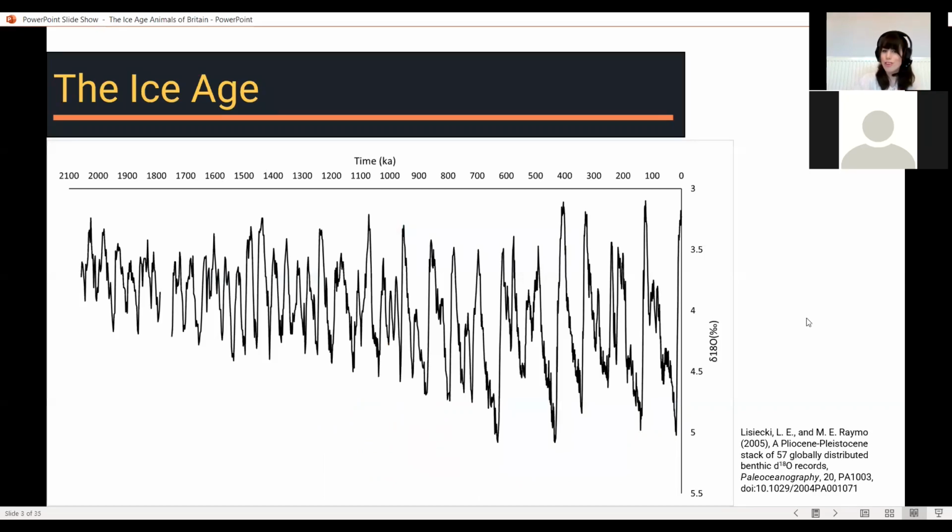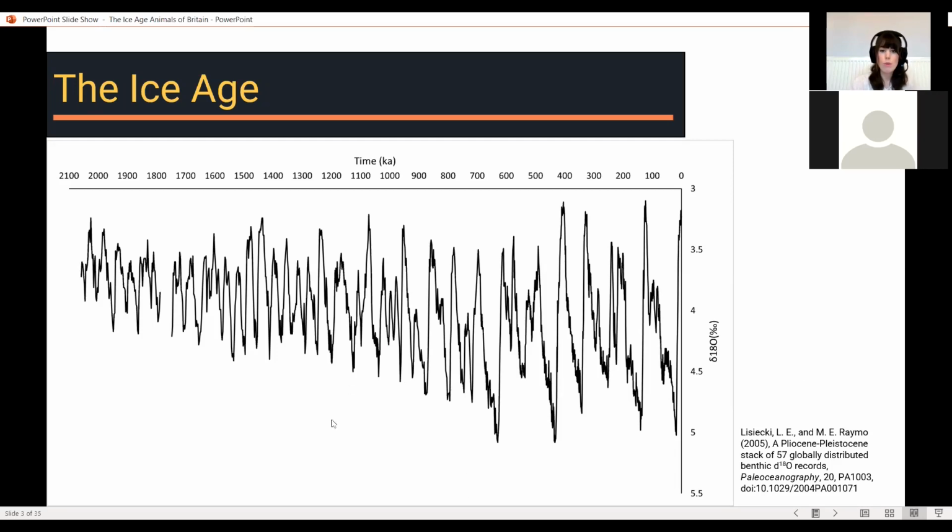So this rather daunting graph is a sort of proxy for temperature. So this is the past 2.6 million years. So the Ice Age in this context is another name for what we call the Pleistocene. So the Pleistocene began 2.6 million years ago and ended 11.7 thousand years ago. So right on this sort of almost 0 point on the graph on the right-hand side.